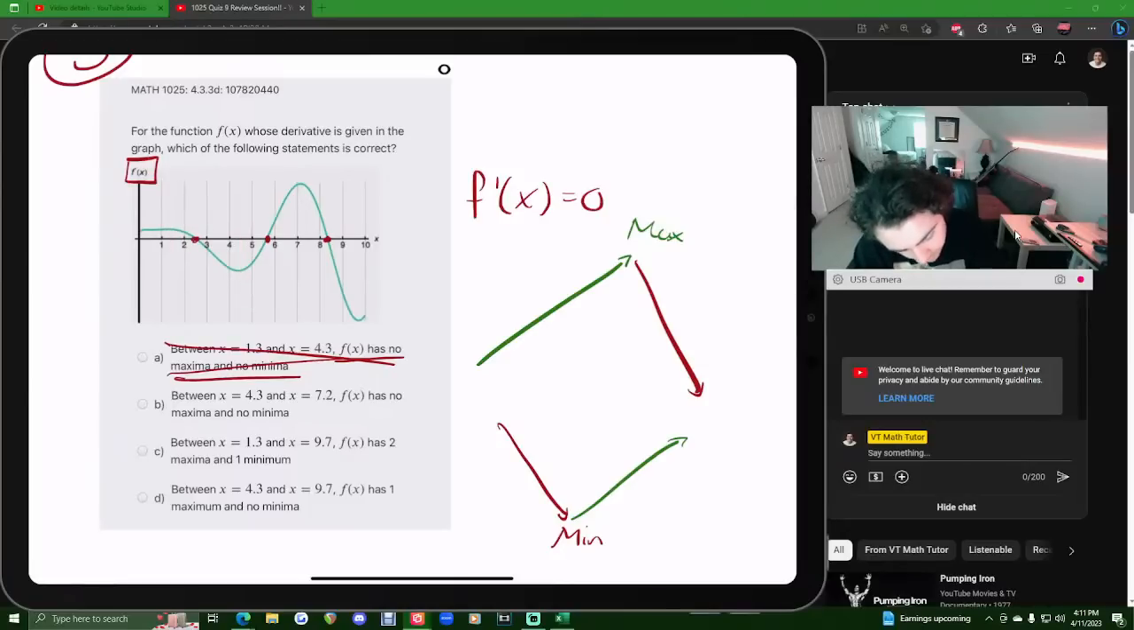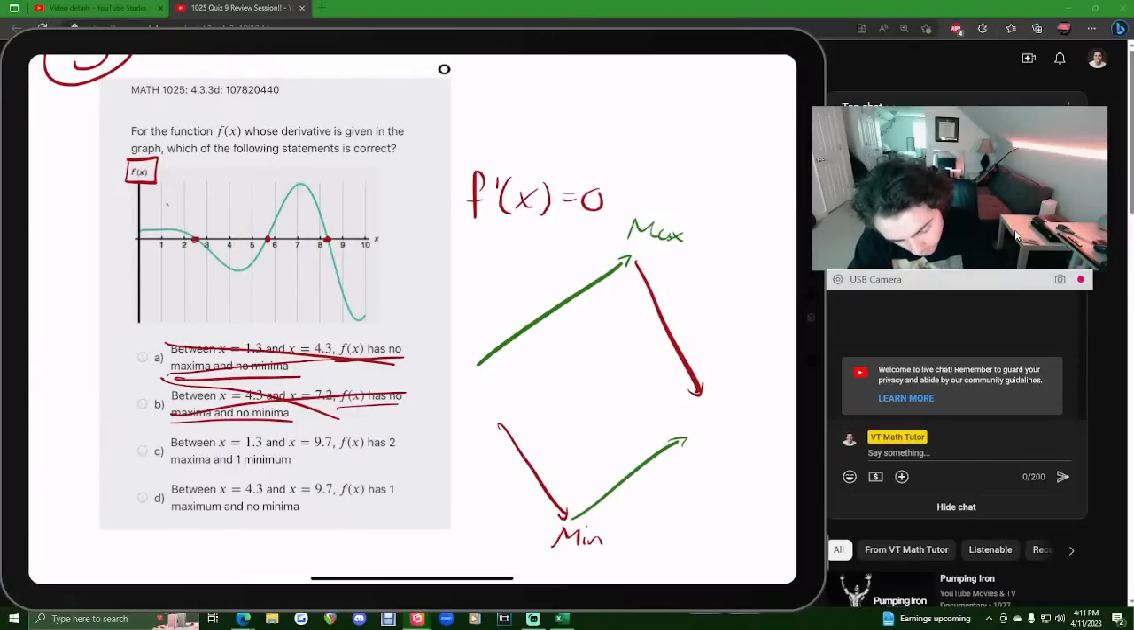Between 4.3 and 7.2 would be like there to there, roughly. So again, between those two values, we have just 1 x-intercept. And here they say no maxes, no mins. That's a total of 0 x-intercepts. So that is incorrect as well. Let's go to the next one.